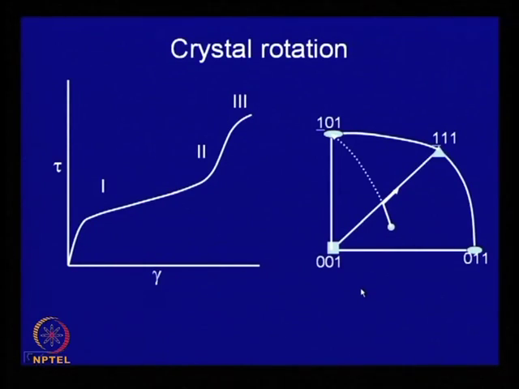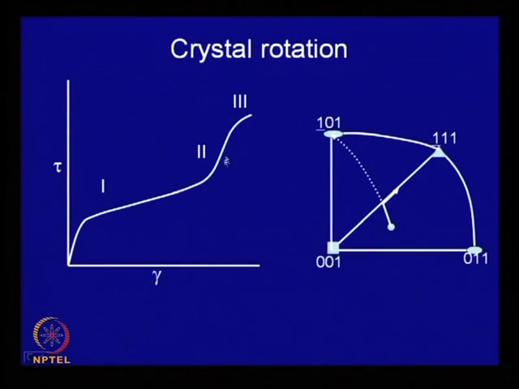So, now let us come back to that crystal rotation. This is the shape of the stress strain diagram. This part is often quite small, and this is the time. This is called stage 1 deformation, when slip takes place only on one slip system, also called the period of easy glide. Here slip takes place only on one slip system, and this is where another slip system becomes operative. So, this is a duplex slip, another slip system is operating.